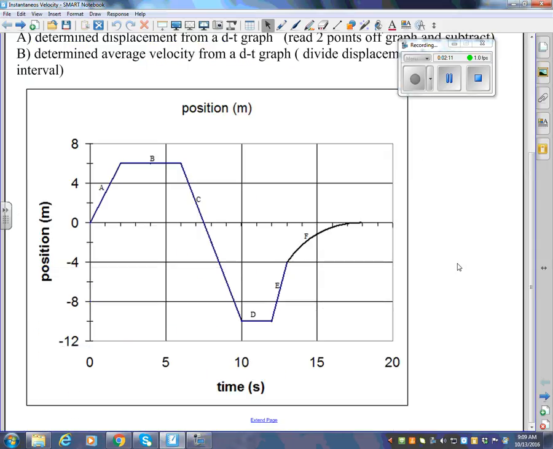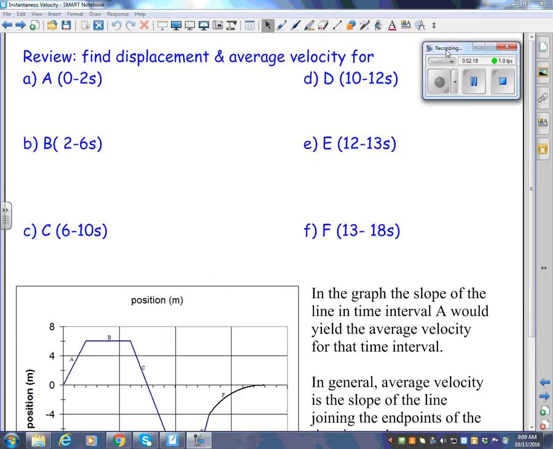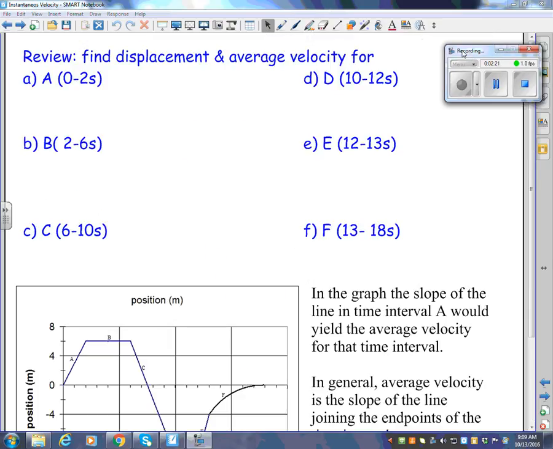Do you guys have this in front of you? Excellent. Okay. So, there on the side, we're just going to review. We're just going to find displacement and average velocity for those intervals. Now, is this something that I should let you try on your own, or should I do a couple? Do a couple to remind you? Okay. So we're going to find displacement. I'll do the first 3, and then you guys can do the next ones.